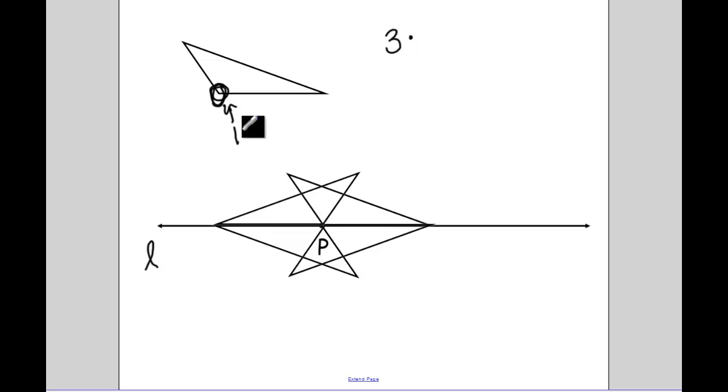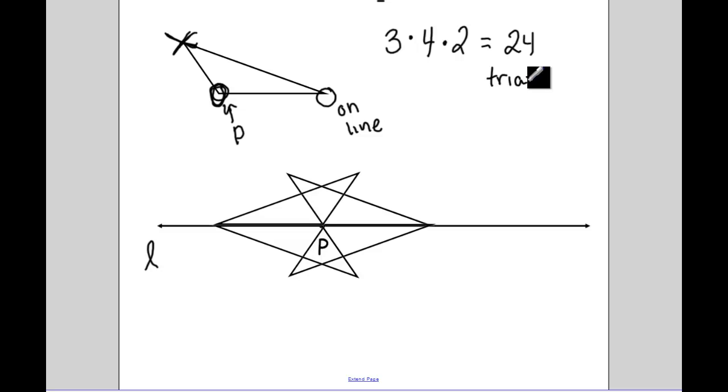With that at point P, that on the line. So I'm going to have 3 vertices times 4 possibilities for each vertex, but you could also have that vertex up here on the line. So I then need to multiply by 2. That gets me my grand total of 24 triangles. So part of this, the challenge, is figuring out all of your different possibilities.